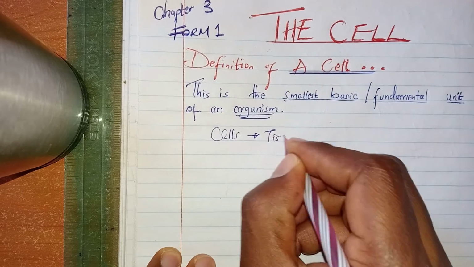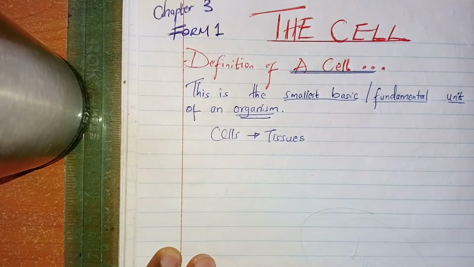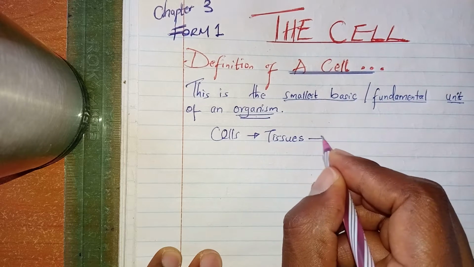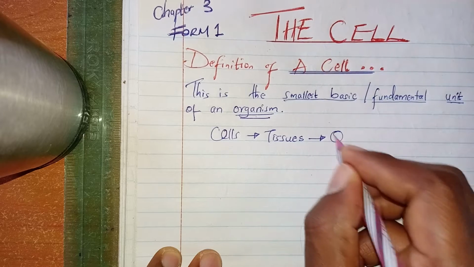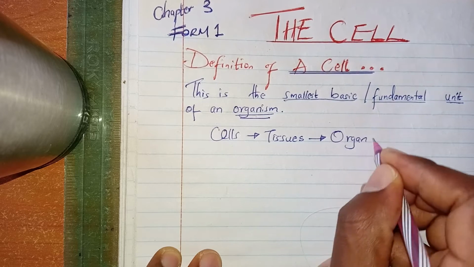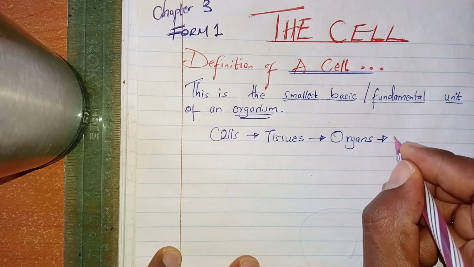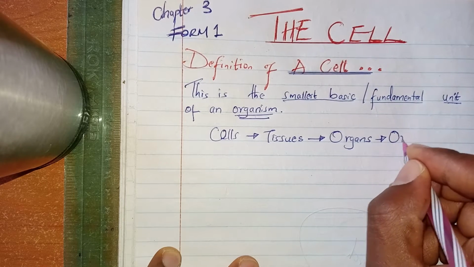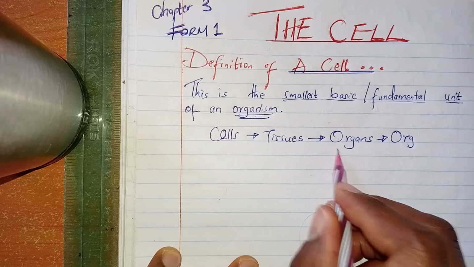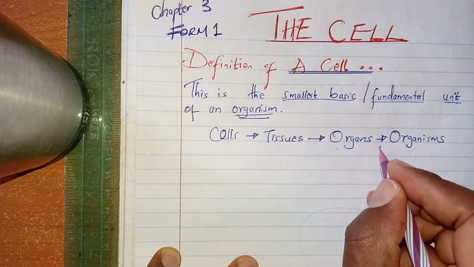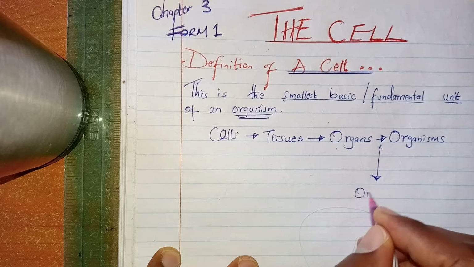tissues. Now this is the organization of an organism, how an organism is maybe constructed or made. From cells we come up with tissues. Tissues make up organs. Organs give what we call organisms. Of course, at the middle between organs and organisms, we have what we call organ systems.